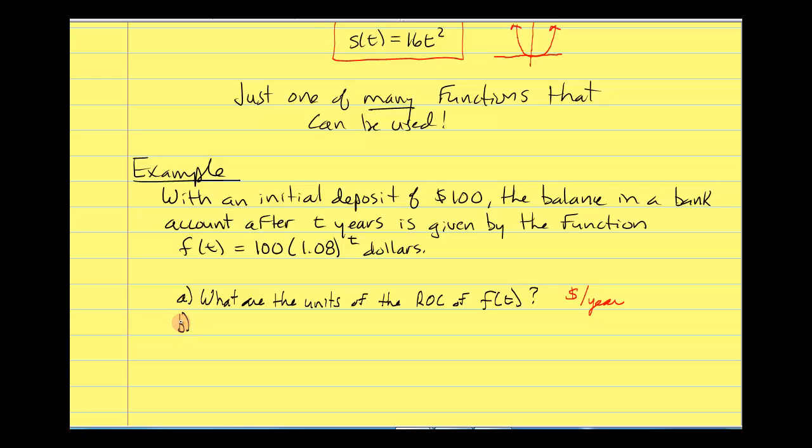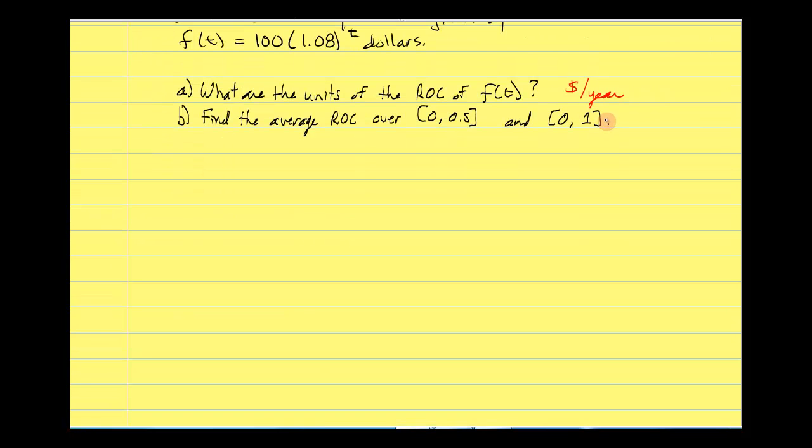Now the next question is I want to find the average rate of change. And again, ROC stands for rate of change. Find the average rate of change over two different intervals. I want to see how fast that money is growing between 0 and 0.5, so beginning from my initial deposit to half a year. And I want to see that rate of change between 0, my initial deposit time, and 1 year. So two different things going on here. So the first thing I want to do, I want to find the average rate of change between 0 and a half year.